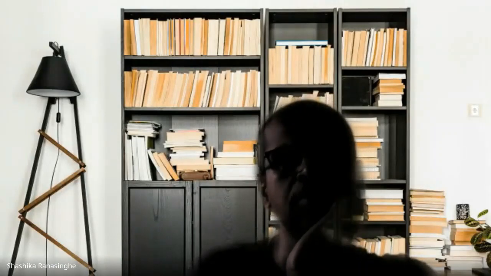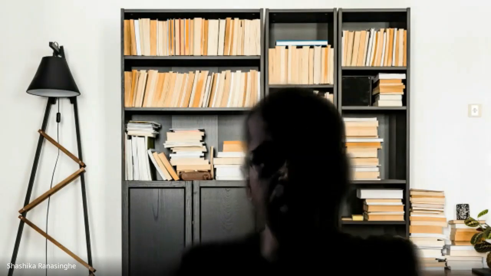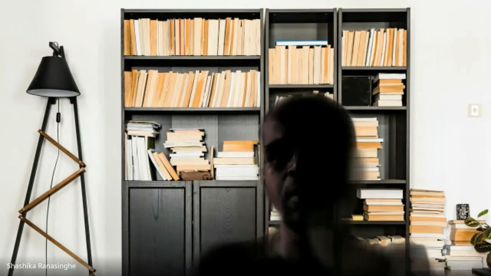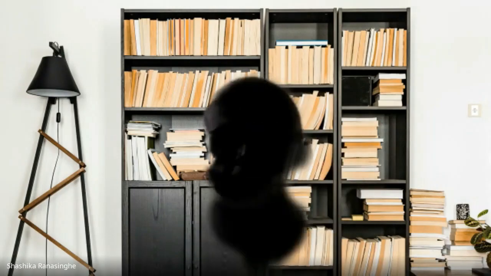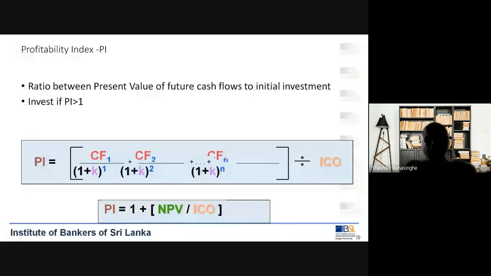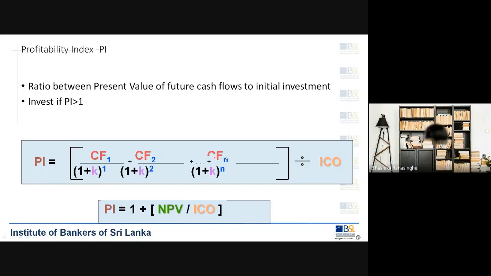Okay, so any questions? Now with profitability index, the investment decision is you invest if profitability index is more than 1, right? So invest if the profitability index is more than 1. Now, if projects are independent, what would you do? If the profitability index is less than 1, then you won't invest, right? But if the profitability index is more than 1 and the projects are independent, what will you do?